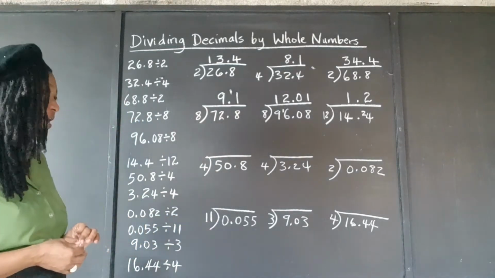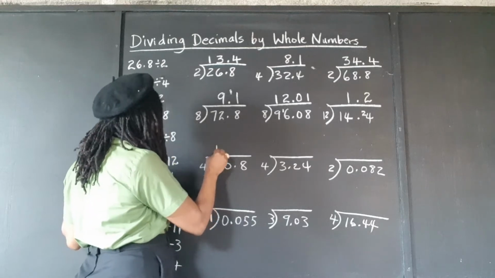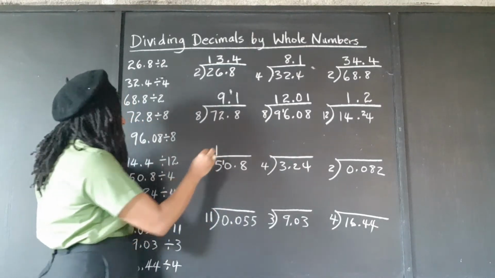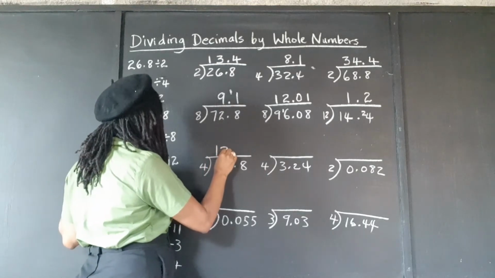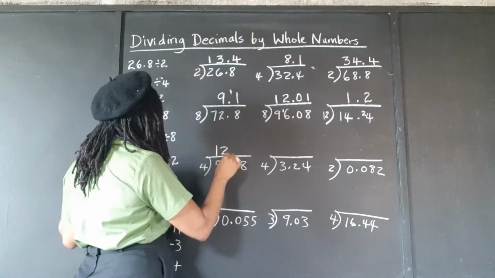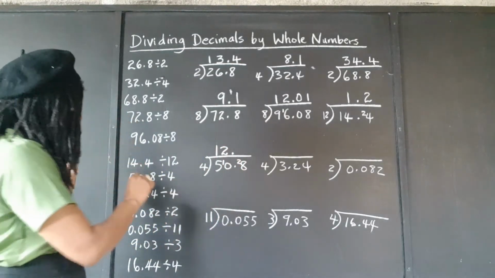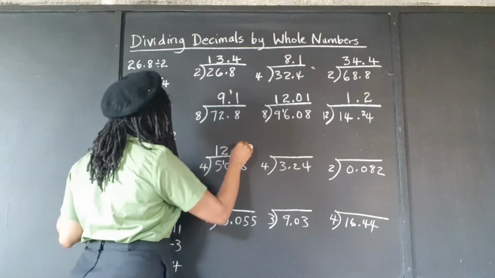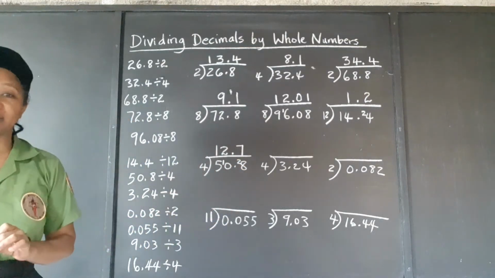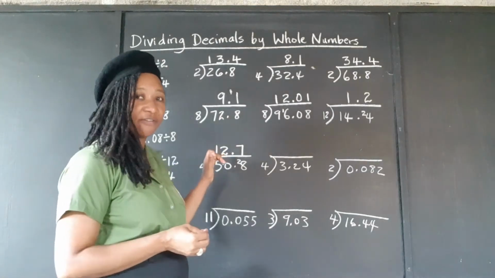50.8 divided by 4. So 4 goes into 5 once, remainder 1. 4 goes into 10 twice, remainder 2. So we put the decimal point here, and 4 goes into 28 7 times. So 50.8 divided by 4 gives a quotient of 12.7.